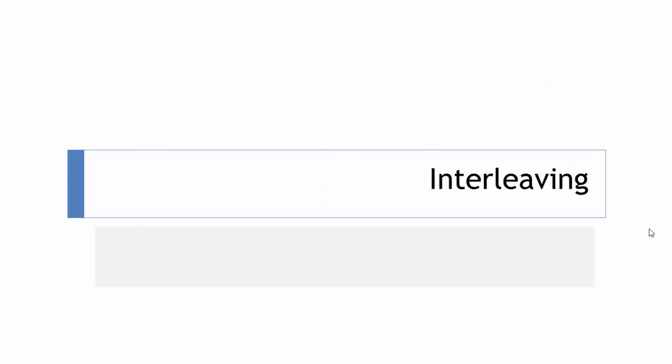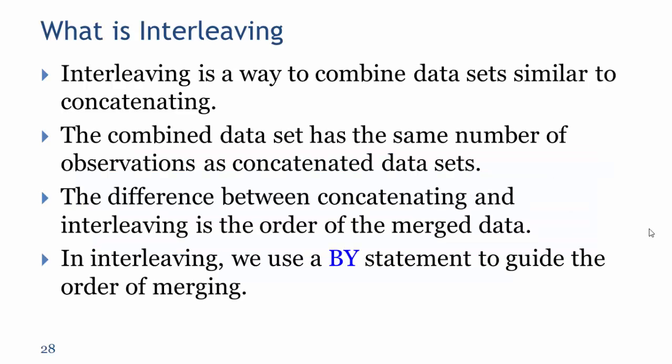Let's move on. In this segment of the video, I will talk about interleaving. This is another way of combining datasets. Interleaving is a way to combine datasets similar to concatenating. The combined dataset has the same number of observations as concatenated datasets. Interleaving works the same way concatenating works.